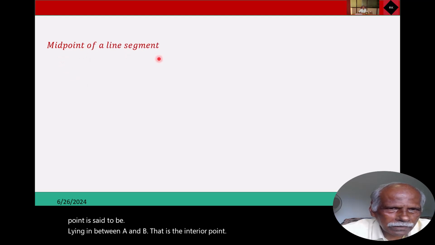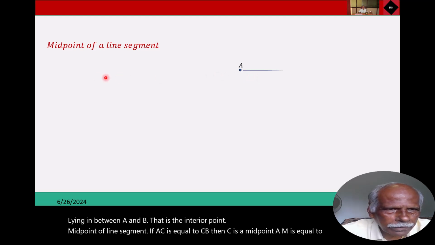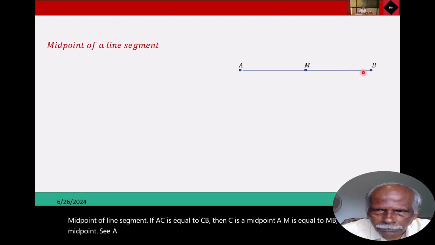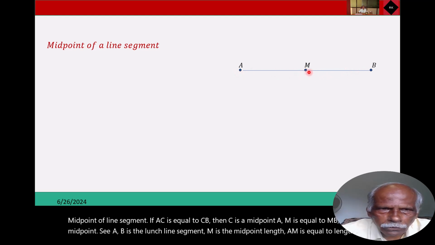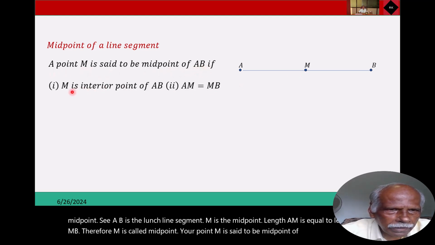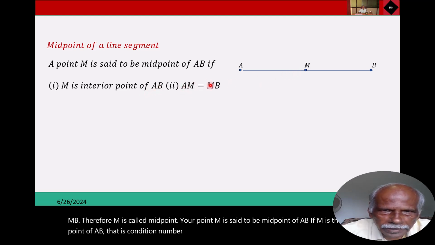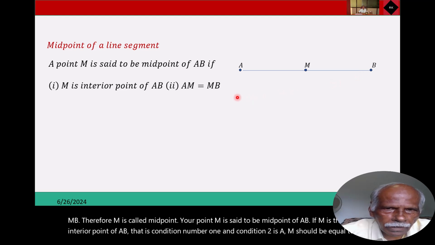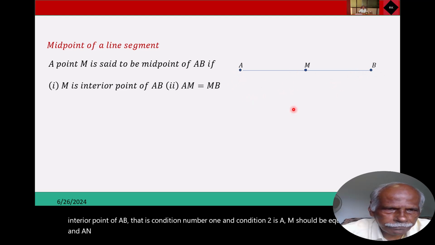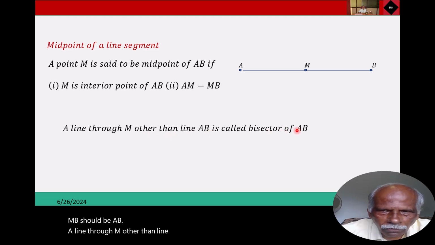Midpoint of a line segment. If AC is equal to CB, then C is the midpoint. AM is equal to MB, M is the midpoint. See, AB is the line segment, M is the midpoint, length AM is equal to length MB, therefore M is called midpoint. A point M is said to be midpoint of AB if M is the interior point of AB, that is condition number 1, and condition 2 is AM should be equal to MB, and AM plus MB should be AB. A line through M other than line AB is called bisector of AB.